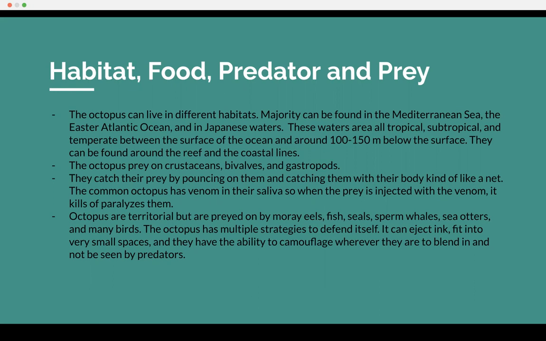The octopus has multiple strategies to defend itself. One of them is by ejecting ink, which I'm sure you may have seen sometimes. They can fit into very small spaces since they do not have a spine. They're just all made up of muscle. They have the ability to camouflage wherever they are to blend in and not be seen by predators.